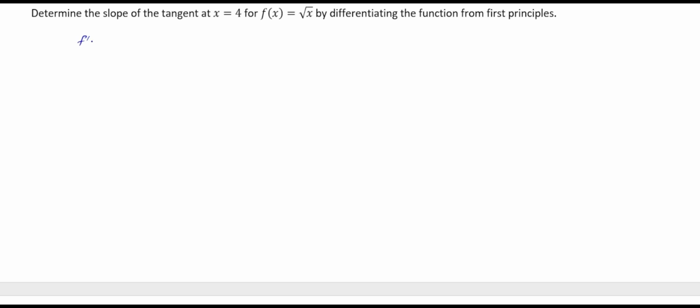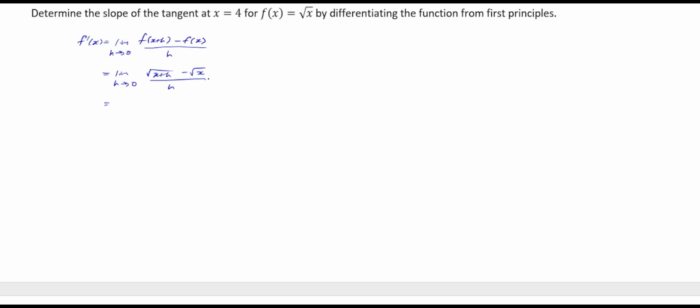We'll do f prime at x is equal to the limit as h approaches 0 of f at x plus h minus f at x all over h. Okay, and then I'm going to go the limit as h approaches 0, square root of x plus h minus square root of x all over h.